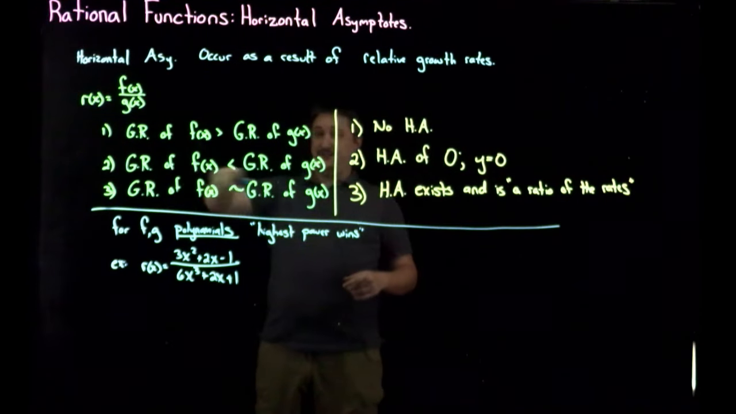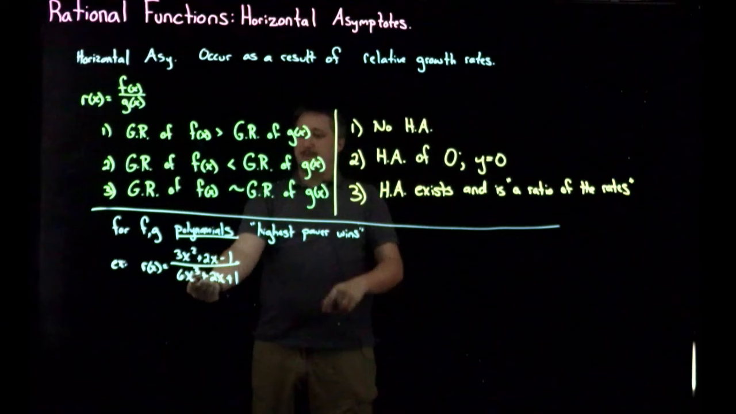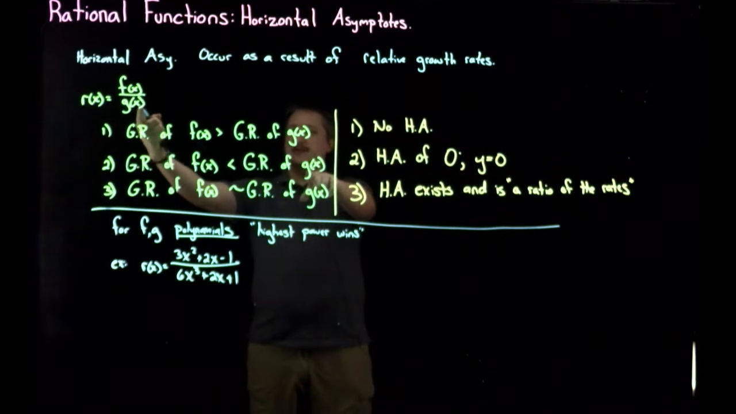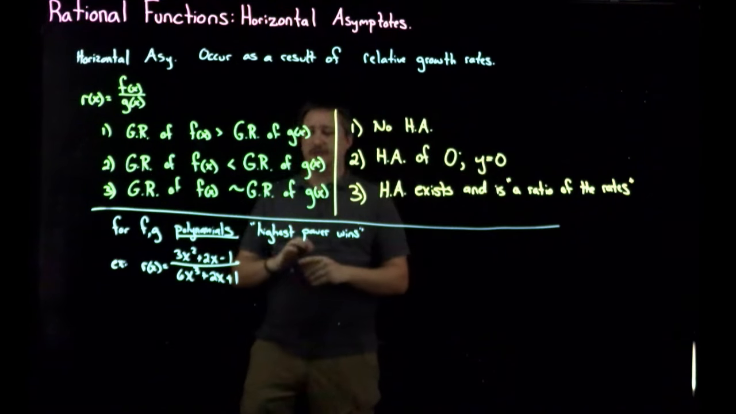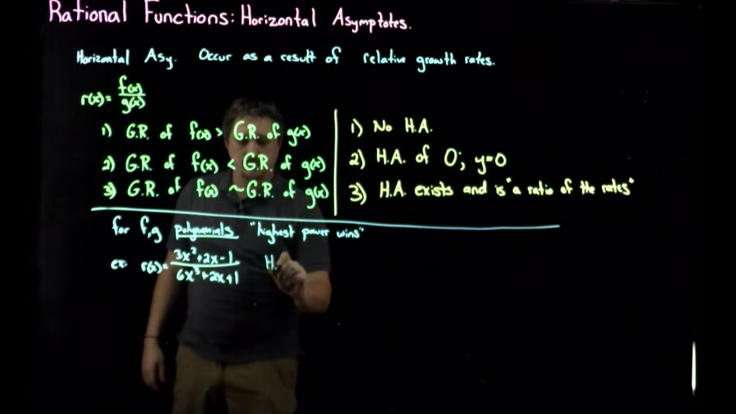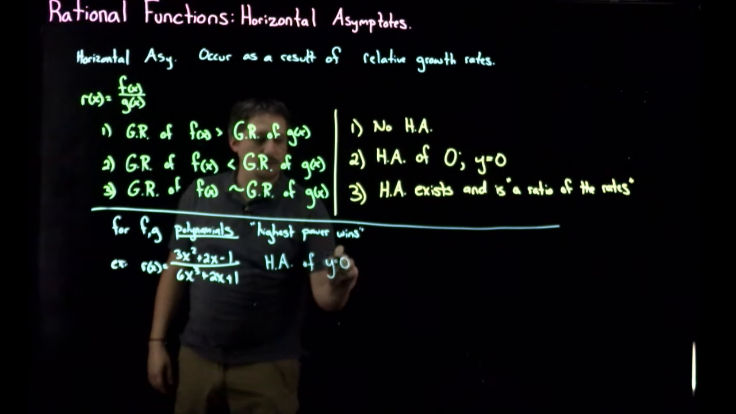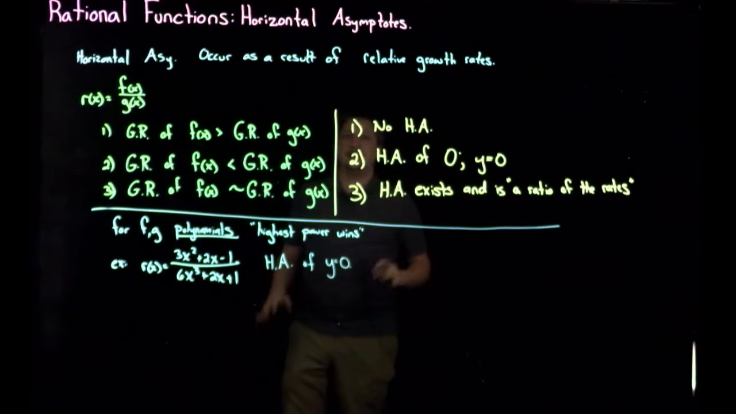And so it's this situation, right? The bigger power is on the bottom, dominating the power on the top, and so it has a horizontal asymptote of y equals 0. And it's really that easy.